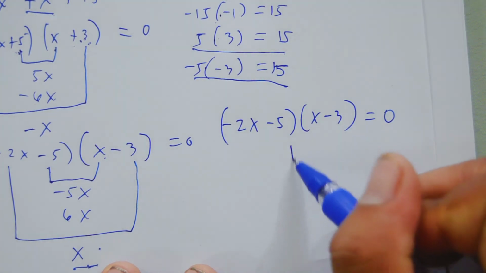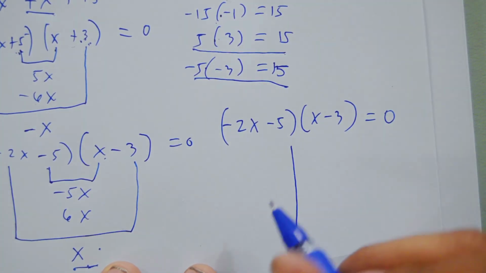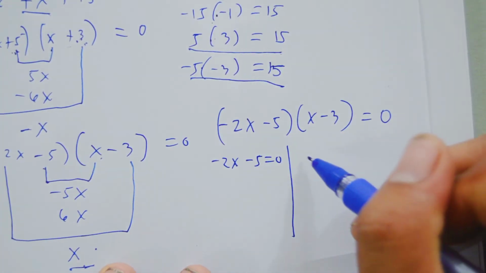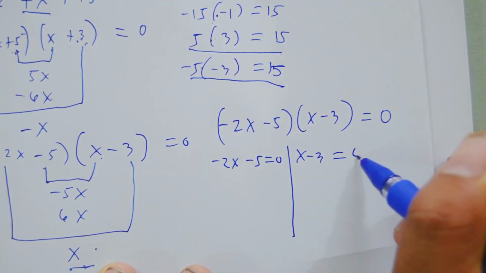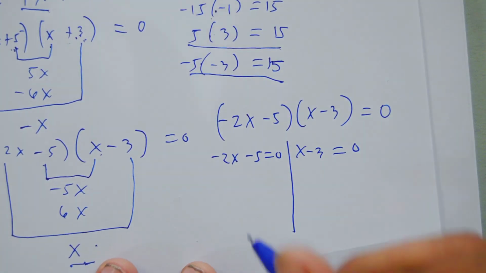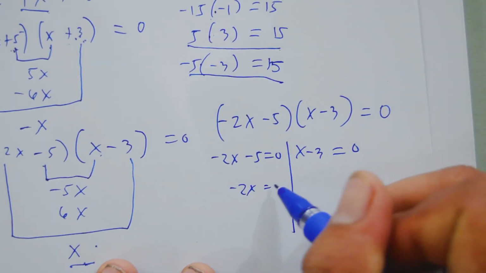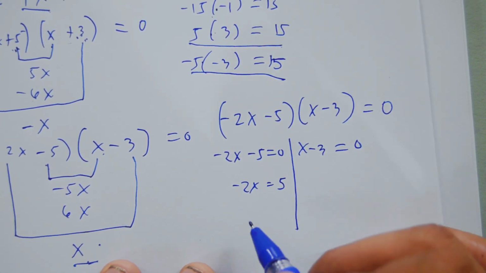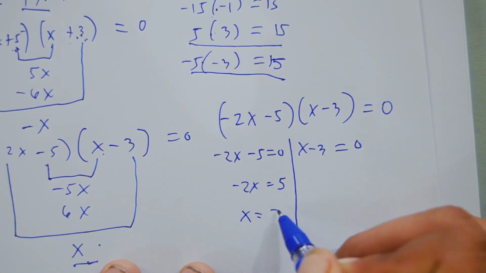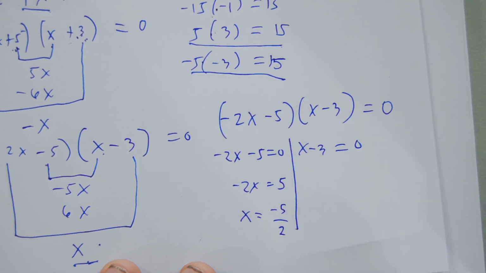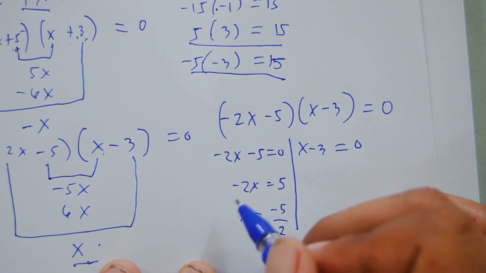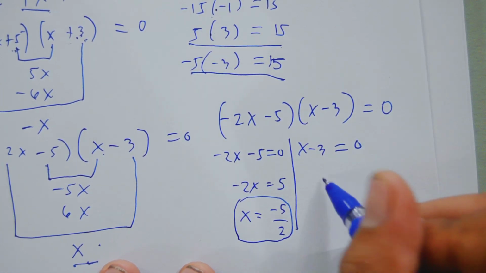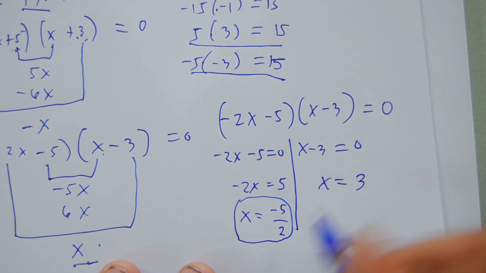Then we are going to equate the two factors to 0 to solve for x. Negative 2x minus 5 equals 0, and x minus 3 equals 0. Solving for x, we have negative 2x equals positive 5. Then divide both sides by negative 2. The result is x equals negative 5 halves. Okay, this is one of the roots. The other one is x equals positive 3.